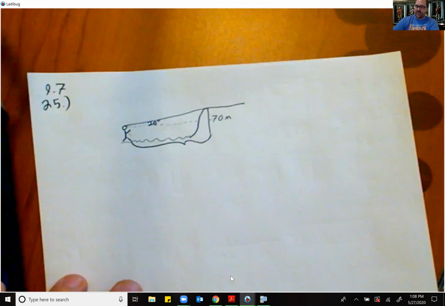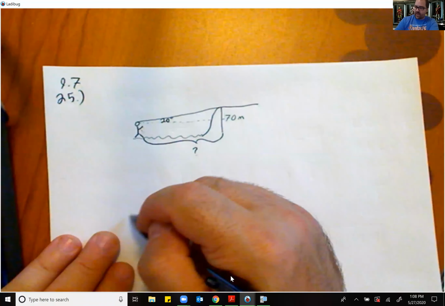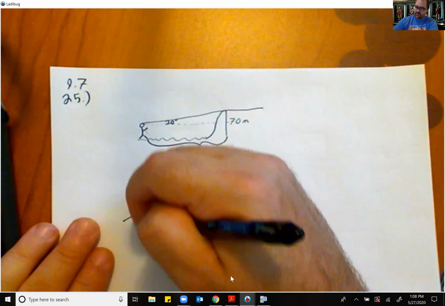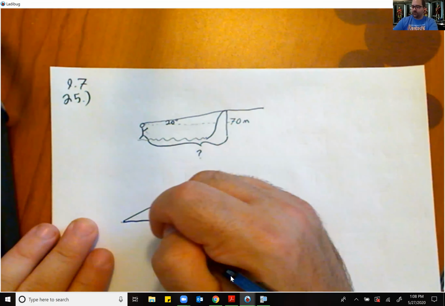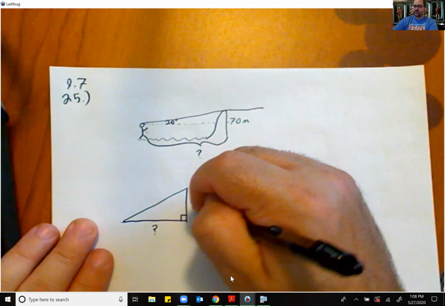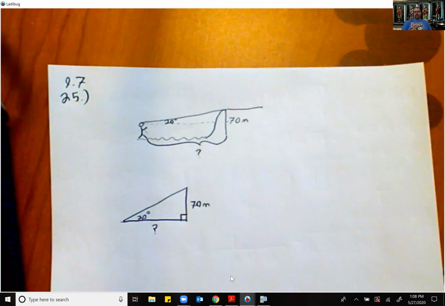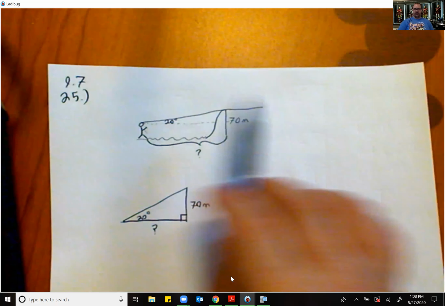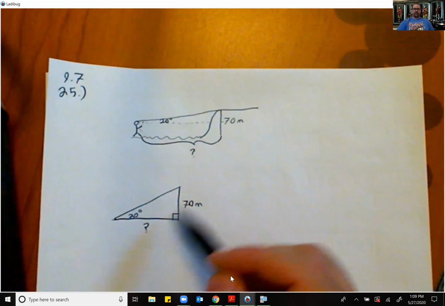So hopefully you see your triangle. It looks like this. Kind of pulling it out so we can see it. That's the question mark. That's 70 meters. This is 20 degrees. That's what's going on. So here's what it looks like kind of in real life, although I would be giant. But down here, this is really the triangle you're looking at.